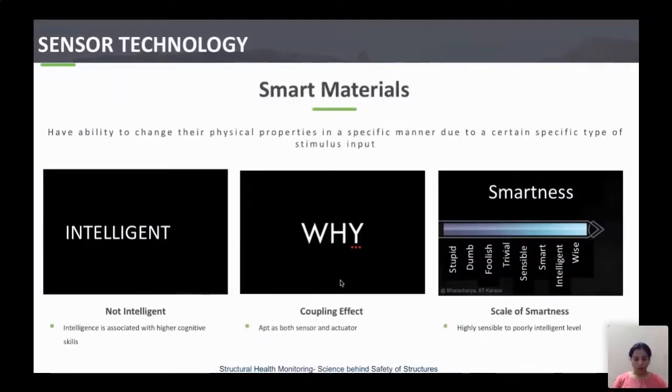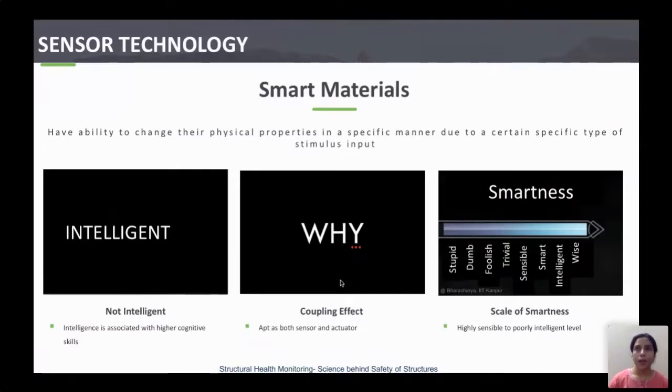Okay, so now we are done with the conventional sensors. Next is smart materials based sensors and actuators. So what are smart materials first? These are the materials which have the ability to change their physical properties in a specific manner when a specific type of stimulus is applied across them.